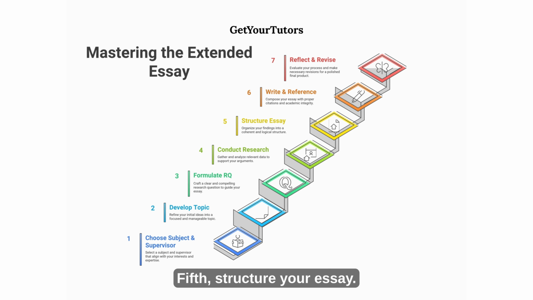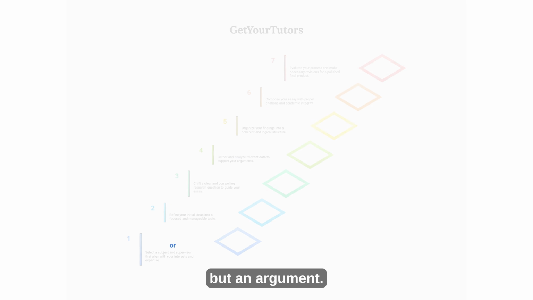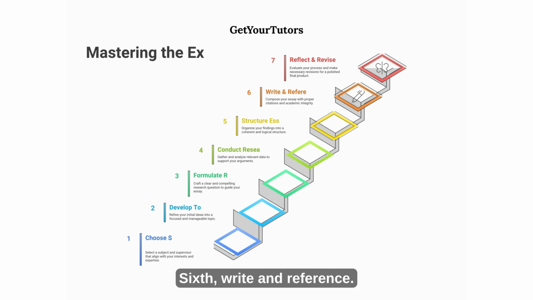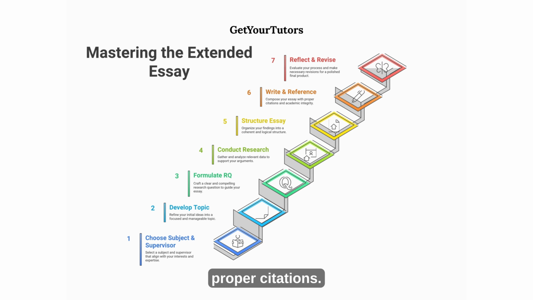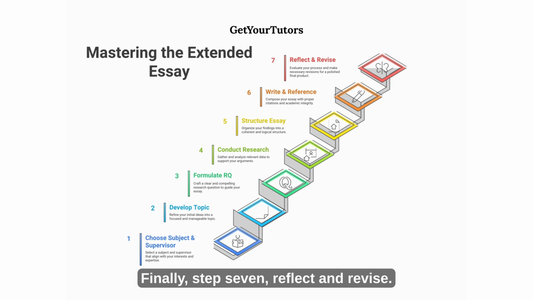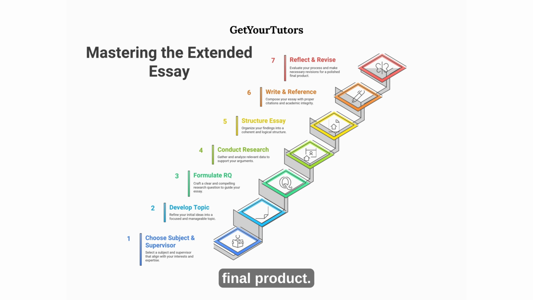Fifth, structure your essay. You must organize all your findings into a coherent, logical, and analytical structure. This is not just a report, but an argument. Sixth, write and reference. This is where you compose your essay, paying close attention to academic integrity and proper citations. Finally, step 7, reflect and revise. The IB values reflection. You will evaluate your process and meticulously revise your work to create a polished, final product.